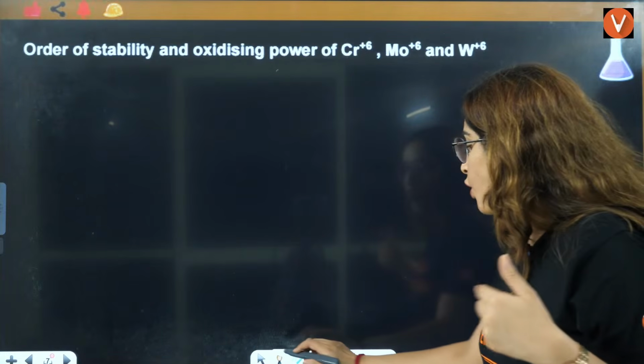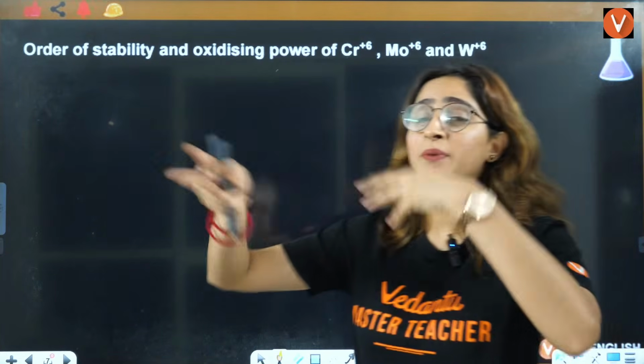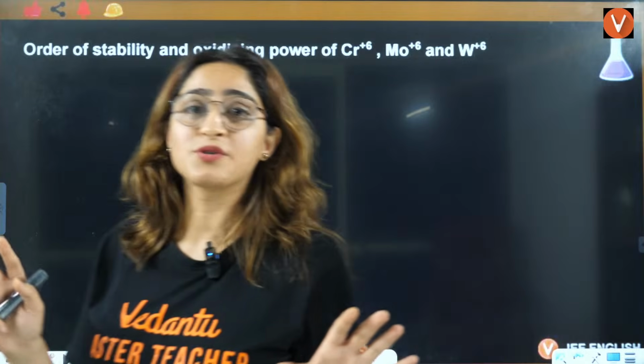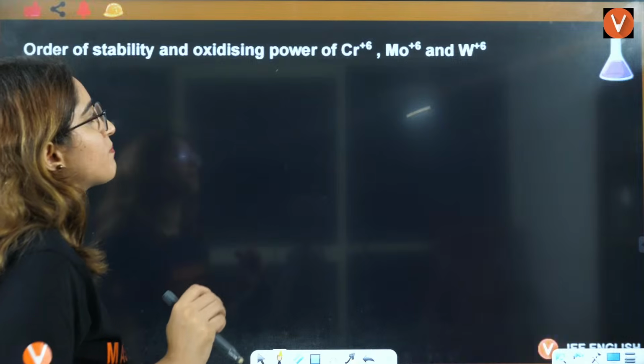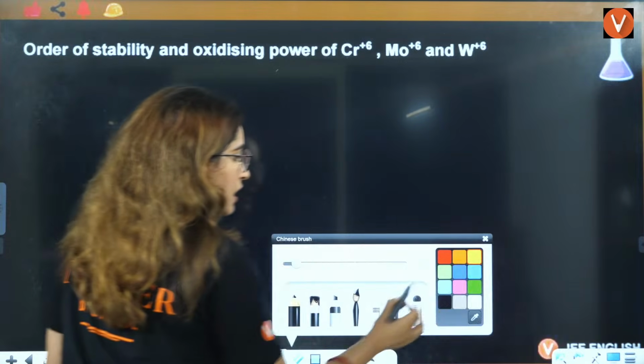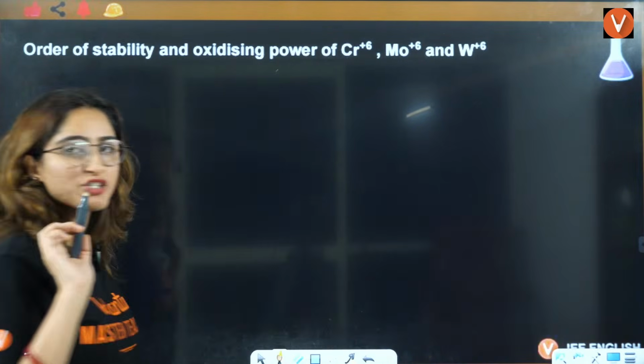Okay, so I am giving you numbers, you just have to catch these numbers, okay? Now, next is order of stability and oxidizing power of this. Now, this is another concept from oxidation state.